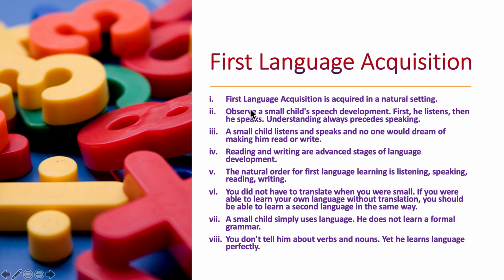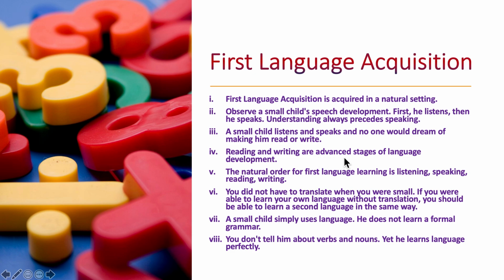First language acquisition. First language is acquired in a natural setting, in a natural environment, like in a family setting. Observe a small child's speech development. First he listens, then he speaks. Understanding always precedes speaking. Look, how does a child speak? The child first listens, for 1 year and 2 years, and then he starts speaking mama, baba, papa, daddy, and so on. A small child listens and speaks, and no one would dream of making him read or write. So, when a child is born, for the first 3 or 4 years, the child just listens and speaks, but nobody asks him to read and write.